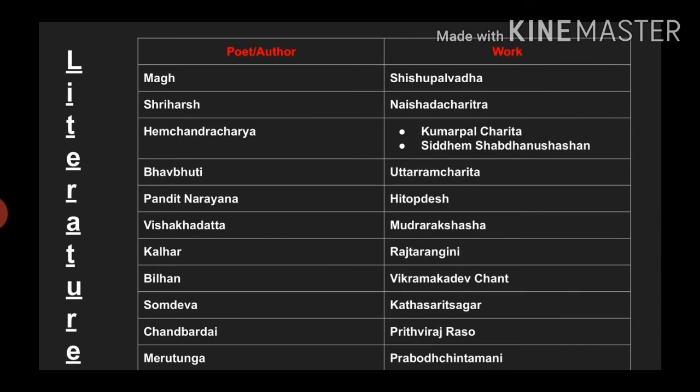Literature. During the Rajput age, there was a lot of religious writing as well as literature of various kinds. Scholars and education received great patronage from kings. Many literary works were composed in different languages like Sanskrit, Prakrit, Tamil, Kannada, Telugu and so on. The table here shows the name of the poet and author on the left side and their works on the right side.